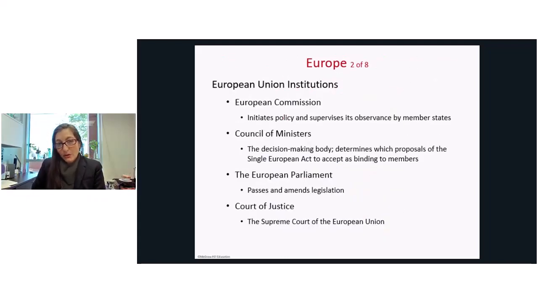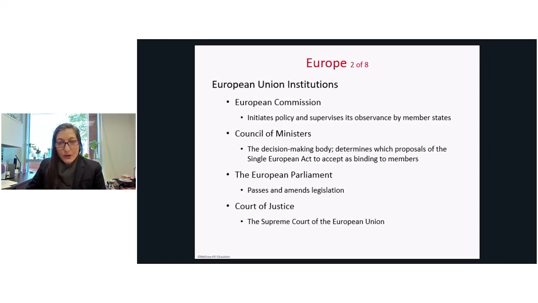So within the European Union, there are various institutions that facilitate this multi-nation union. We're talking about the European Commission, which initiates policy and supervises its observance by member states. Then there's the Council of Ministers, and this is a decision-making body that determines which proposals of the Single European Act to accept as binding to members. The Single European Act is an agreement ratified in 1987, and it was designed to remove all barriers to trade and to make the European community a single internal market.